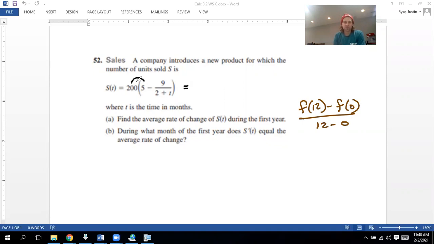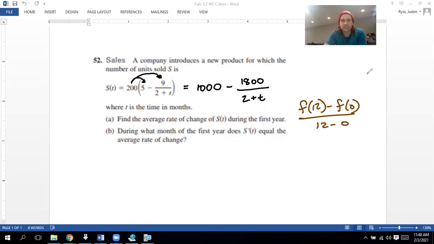Let me give you a clue. What I would recommend doing would be distributing this 200. So 200 times 5 is 1,000 minus, all right, we would get 1,800 over 2 plus t. Okay, so this is still not the best equation to take the derivative of, but at least we don't have to do the product rule here. And the 1,000 goes away. Really, you're just taking the derivative of negative 1,800 over 2 plus t. So you do have to do the quotient rule, low d high minus high d low over low low. You'll have to do that and set it equal to the answer of A.